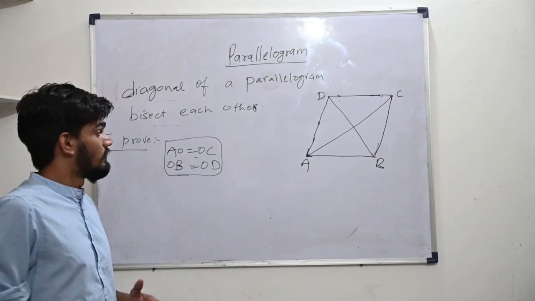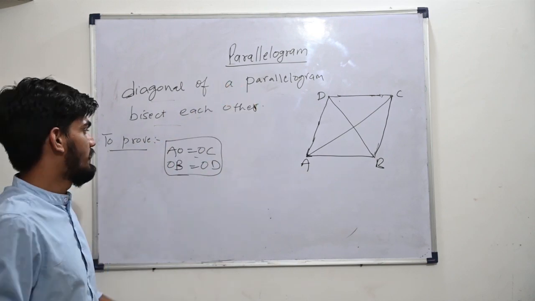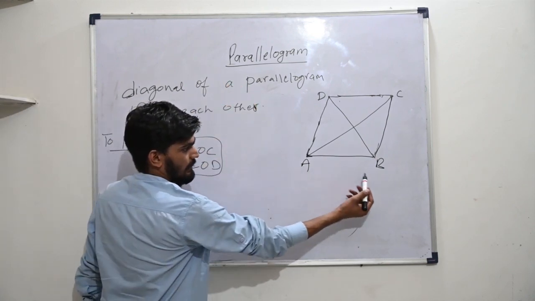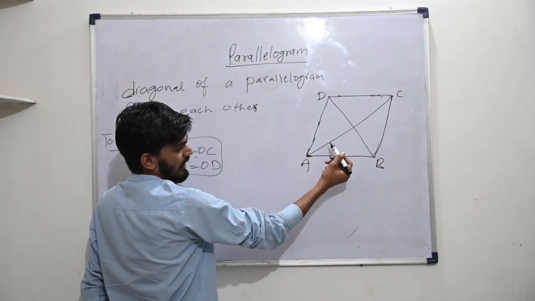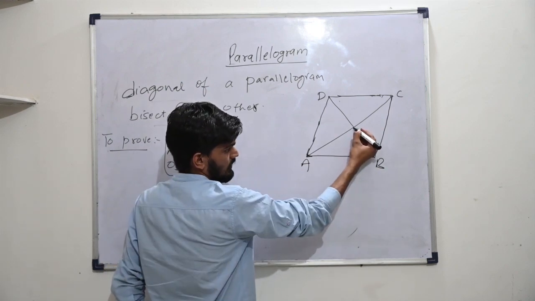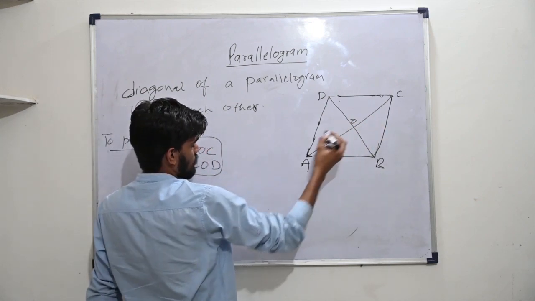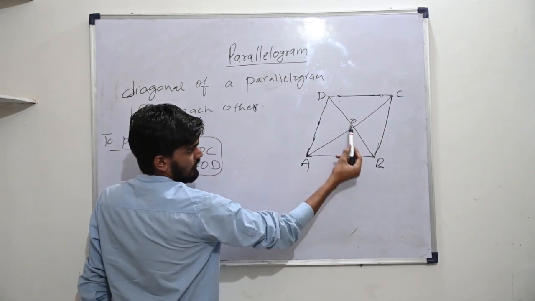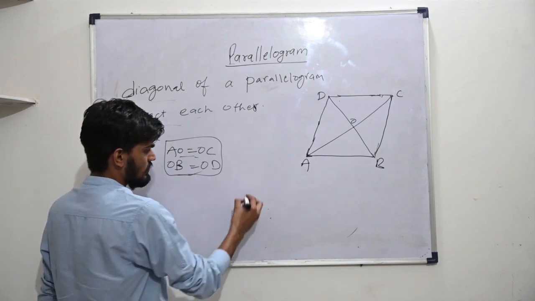Now we have to prove that the diagonals of a parallelogram bisect each other. So ABCD is a parallelogram, and AC and BD are diagonals of this parallelogram which cut at O. Now we have to prove AO is equal to OC and BO is equal to OD. That's what we have to prove. How are we going to do this?